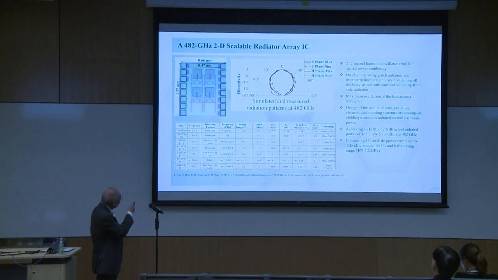And this is the design of our IC working at 482 gigahertz. You can see that it is a 2x2 array, and it has an output power of 162 microwatts. Basically, it is 10 times the output power of the previous design.